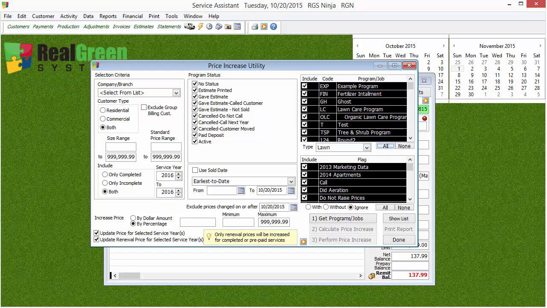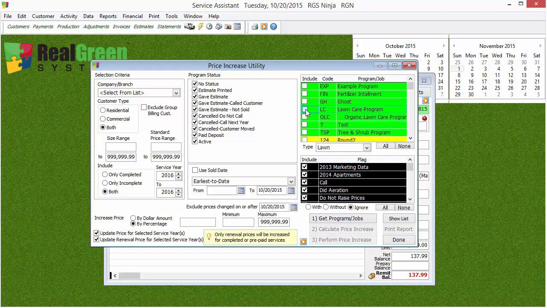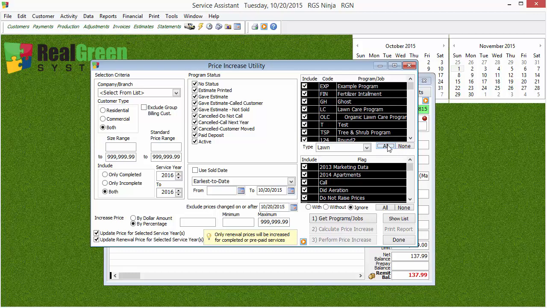Most people tend to do like a 5% increase across the board, but again, you can do multiple batches. So you might say, oh, I only want to do lawn care on this batch, and then the next batch, I'm going to do my example program. Again, I'm just going to do across the board, and I'm just going to hit all for myself.